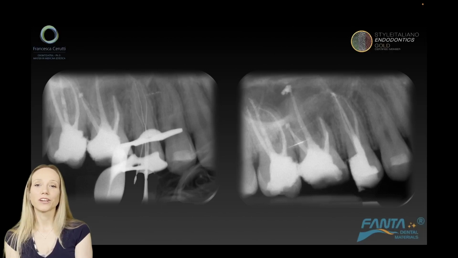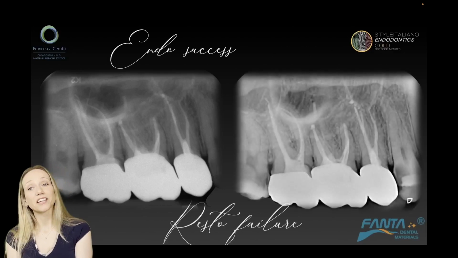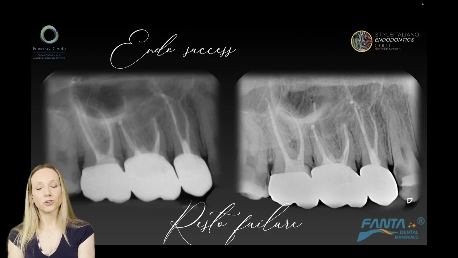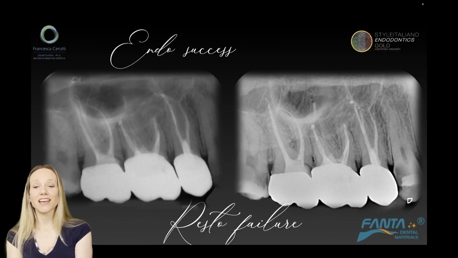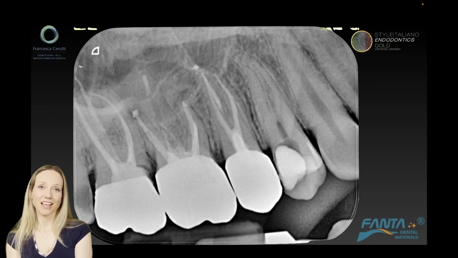I checked my working length, I did my obturation, and then she went back to her dentist for the restoration, and you see there is an endo success because the lesion on the first molar healed, and the restorative failure because the crowns, I don't like them. And what happened? That I saw her 1 year later to do the second x-ray, and there is a deep decay on the first premolar that, surprise, has 3 root canals and 3 roots.